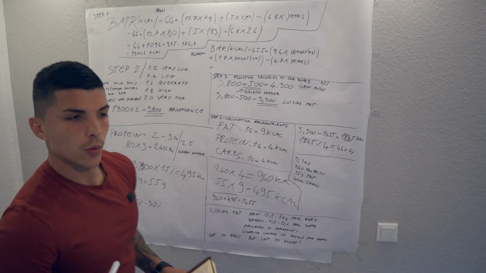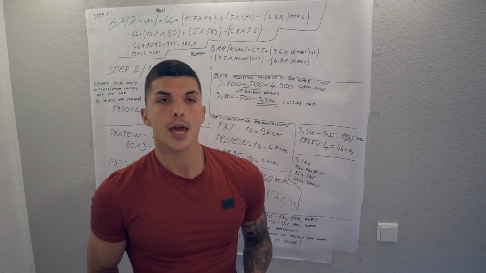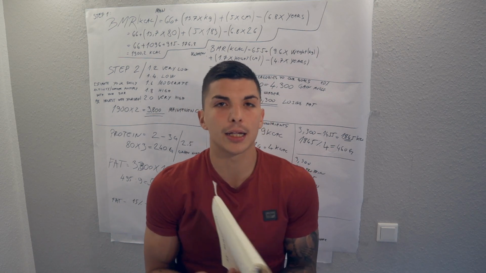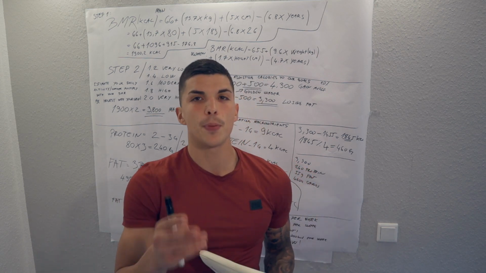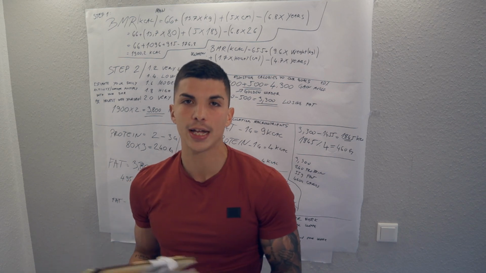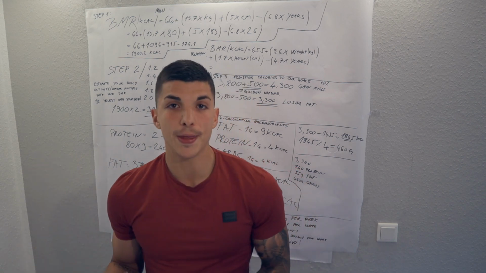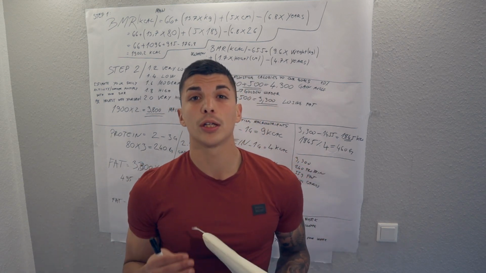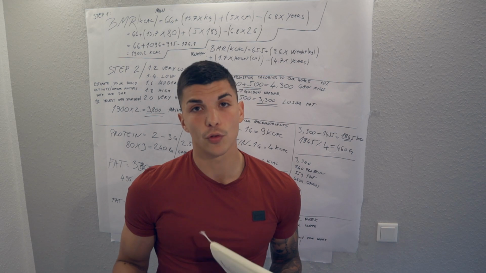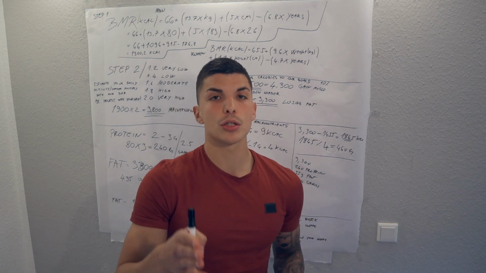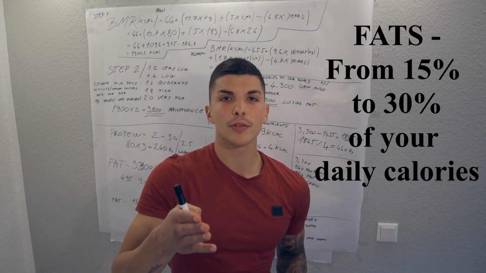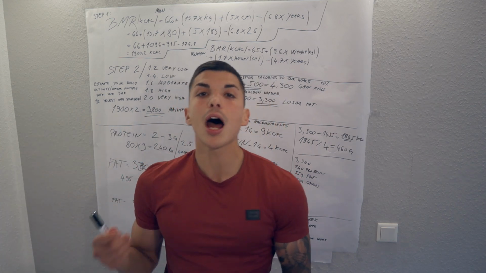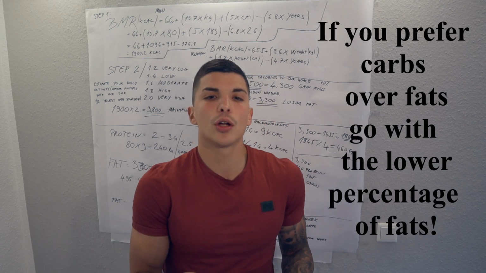The next thing we want to calculate is our fats. Now again, there are a bunch of people who like eating carbs very much. And if you're a person who eats more carbs than fat, for example your oats, your potato, your rice, sweet potato, etc., then you're going to go with the lower amount of fats, of course. When we are talking about fats, it goes from 15% of your calories to 30% of your calories. So as I already said, if you're a carb guy or woman, then you're going with the lowest one.